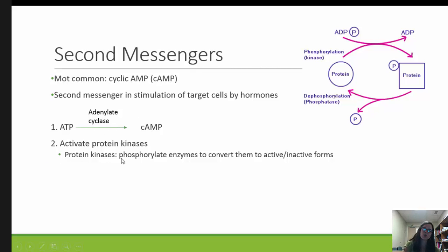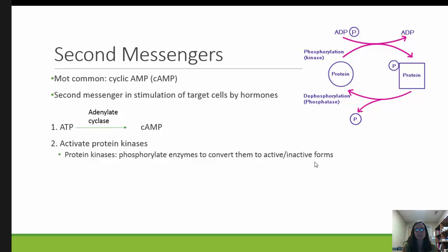Step two of the second messenger is that this cAMP then activates a protein kinase. Now, as I said, kinases are going to come up over and over again. Whenever you hear kinase, the first thing you need to think about is phosphorylation. That's a very big word, and all it means is adding a phosphate group. As we'll see throughout this course, phosphate is a really common language in metabolism.